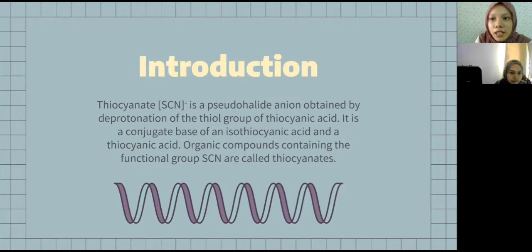Okay, for the introduction, thiocyanate or SCN- is a pseudohalide anion obtained by deprotonation of the thiol group of thiocyanic acid. It is a conjugate base of isothiocyanic acid and thiocyanic acid. Organic compounds containing the functional group SCN are called thiocyanates.